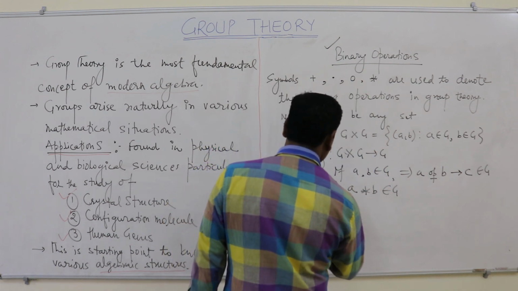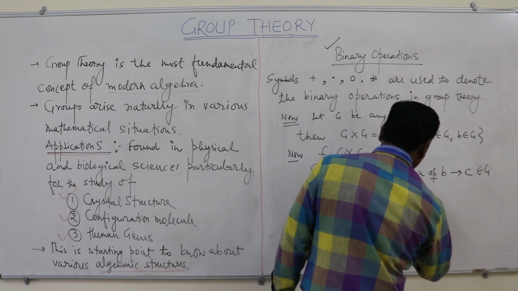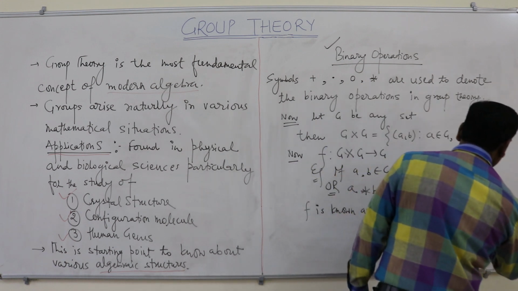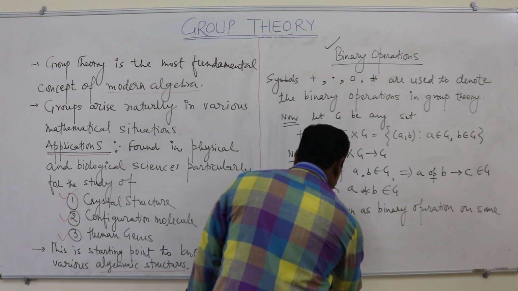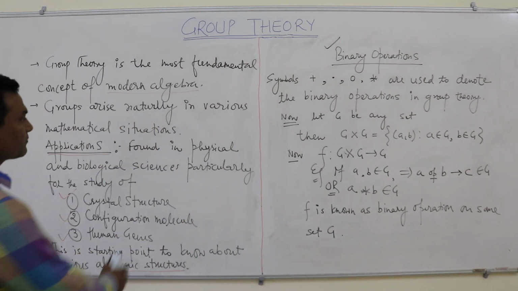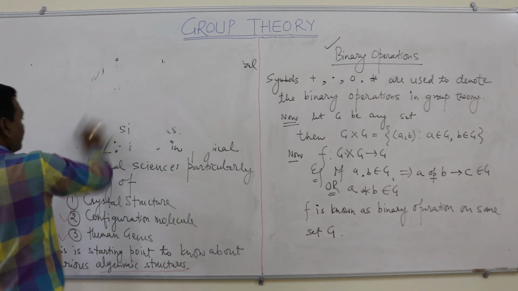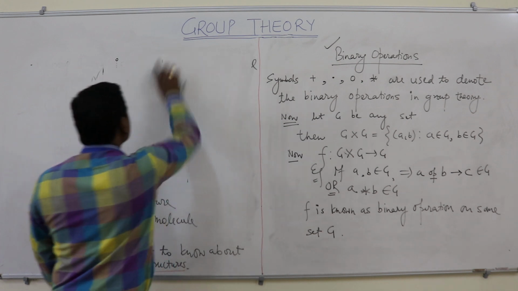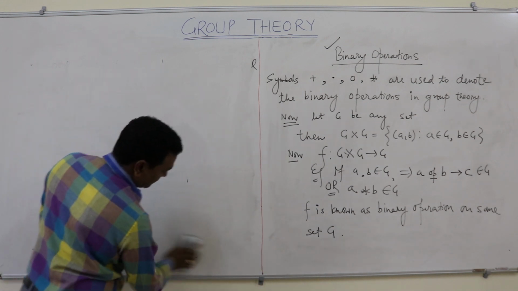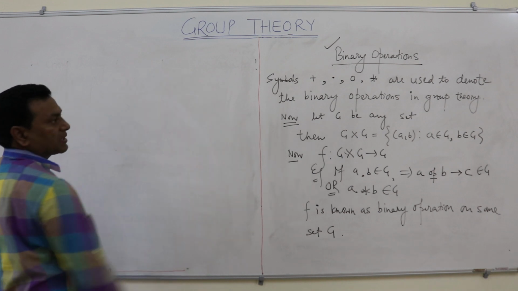So F is known as a binary operation on some set G. Now we know that symbols plus, multiplication are used to denote the binary operation. Some other symbols are also there.